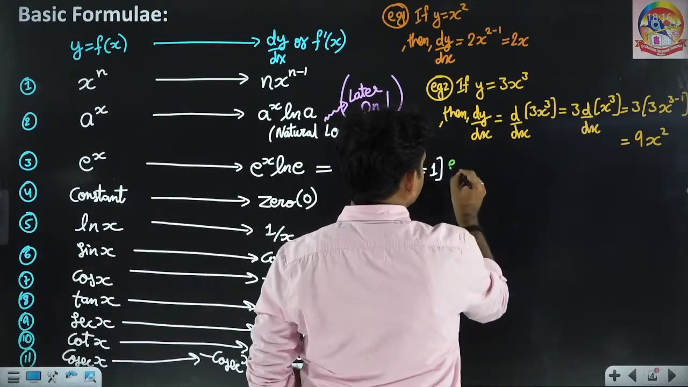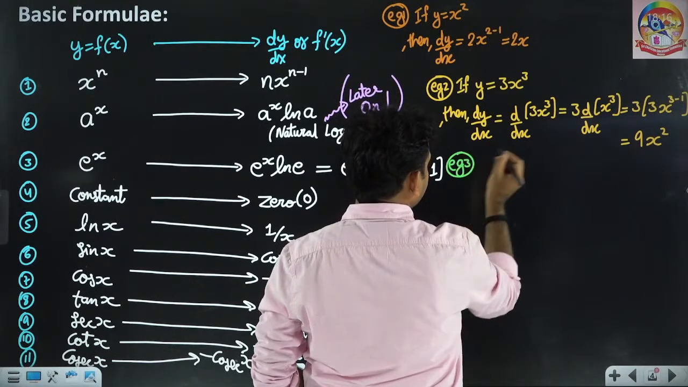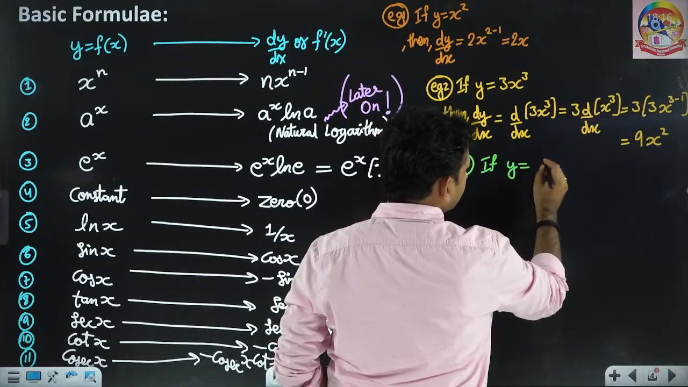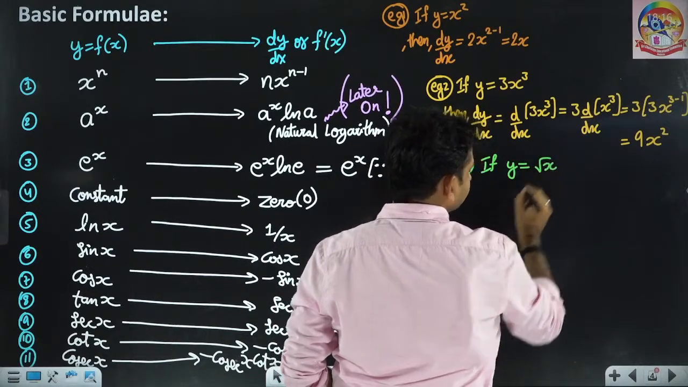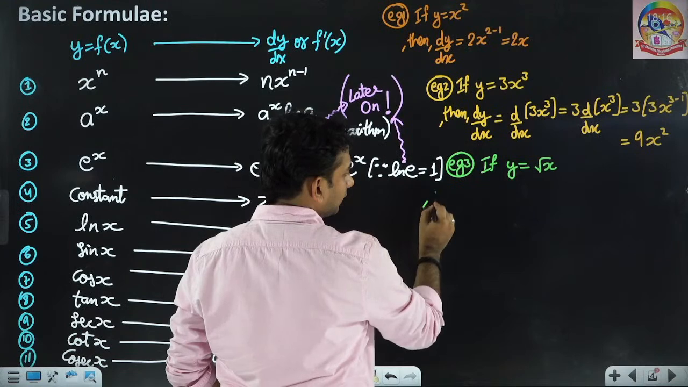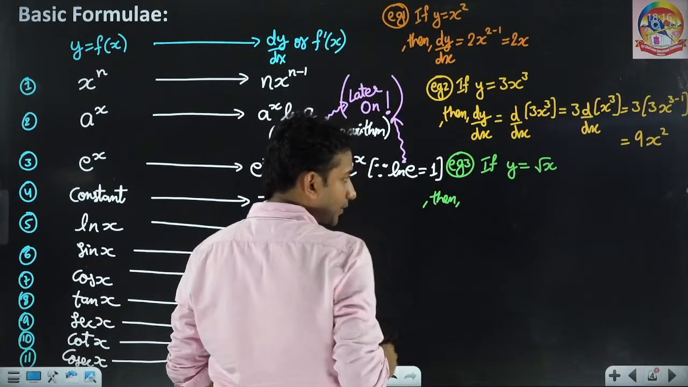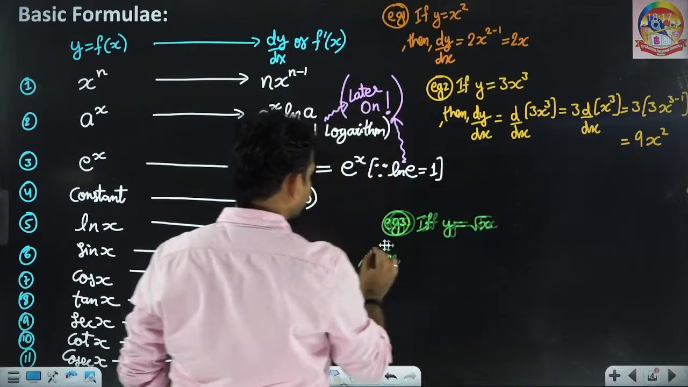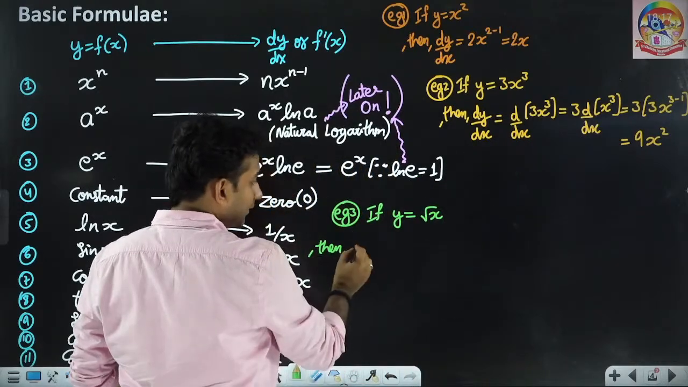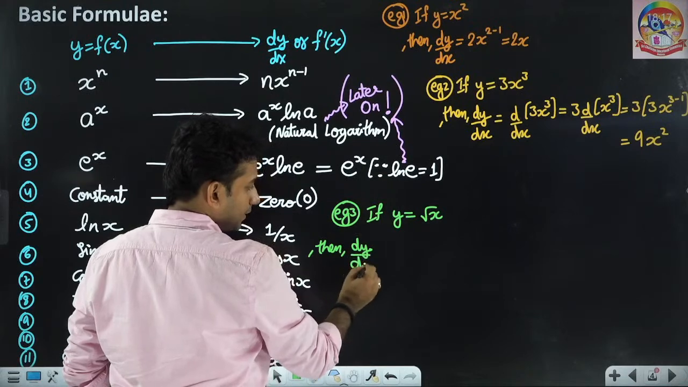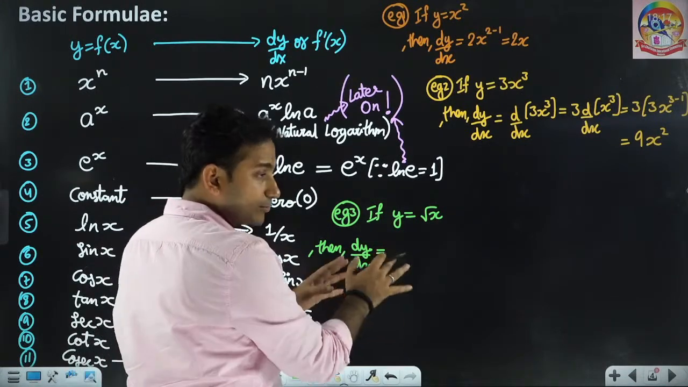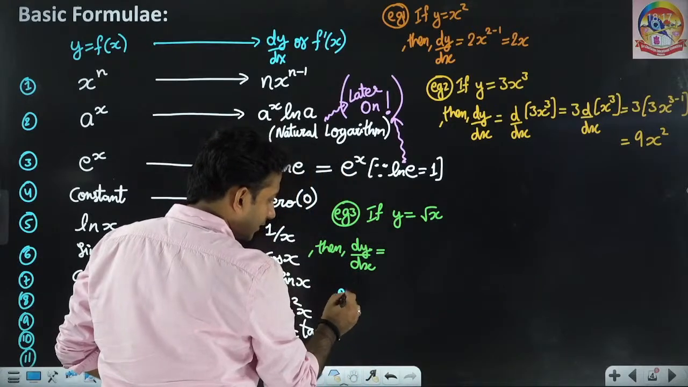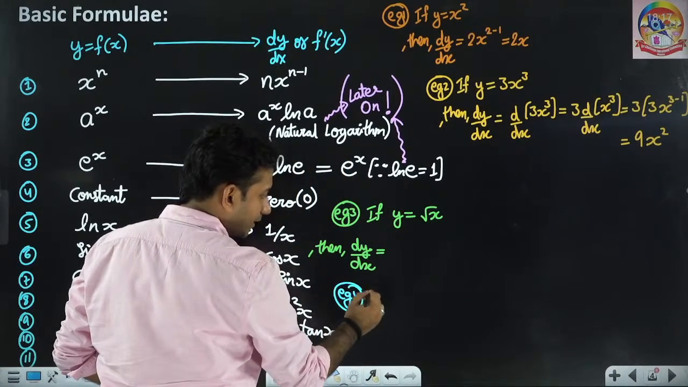One more example. Example 3. If we have y is equal to root x, I want you to remember this illustration. I'll use some more space for this. Then dy by dx will be equal to dy by dx. This will be used in physics many times. Example 3 and example 4 are used in physics many times.